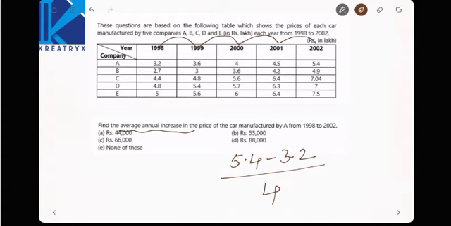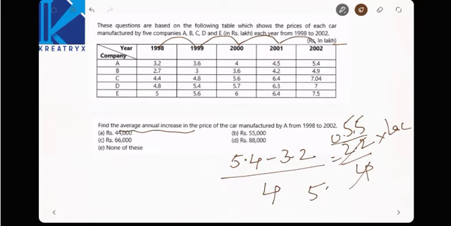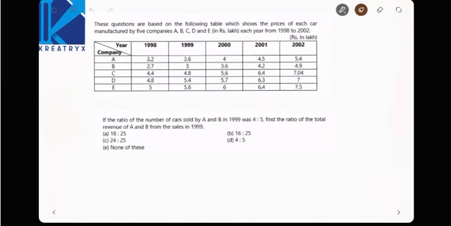Now what is the answer? See here, this is nothing but 2.2 by 4 into lakh, right? Everything is given in lakh. Now this is 0.55, that will lead you to 55,000, right? Final minus initial by the change in years will lead you to know the average annual increase, right? These things you can get in probability and statistics also.